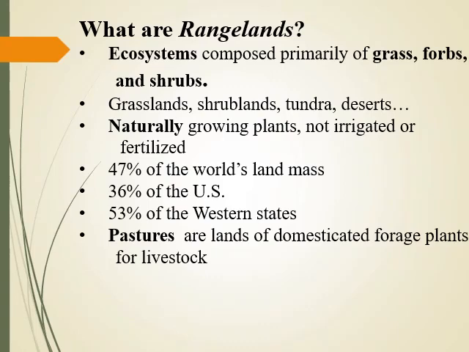Surprisingly, rangelands, if you include things like grasslands and shrublands and tundra and deserts, you're including almost 1/2 of the world's landmass. Approximately 47% of the world's landmass qualify as rangelands. And well over 1/3 of the landmass in the United States, and over 1/2 of the landmass in the western states are rangelands. Rangelands are different from pastures. Pastures are lands of domesticated forage plants for livestock. By domesticated forage plants, we're talking about non-native grasses and forbs. I guess you could throw in shrubs, but it's primarily grasses and forbs.